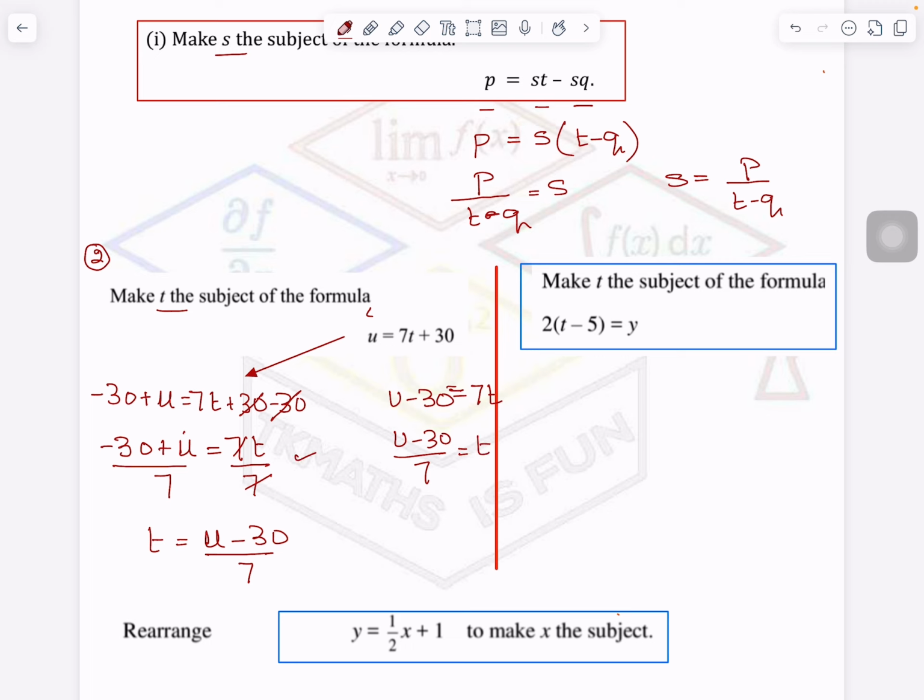Okay, now question 3, equation 3. Again I have to make T the subject. Now T is in the bracket, there is 2 outside the bracket, so I will take 2 to the other side. So this side I will be left with T minus 5. Right, when two terms are multiplying and you want to remove one, you simply divide it by the other side. Now leave the T here and you will have Y over 2 plus 5.